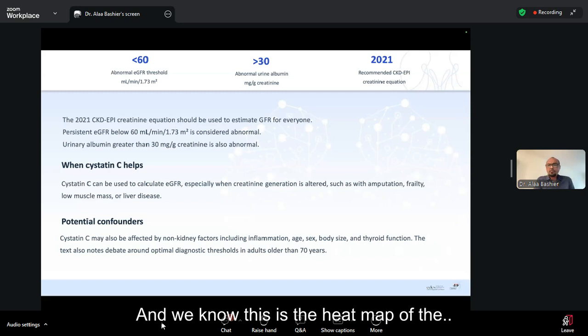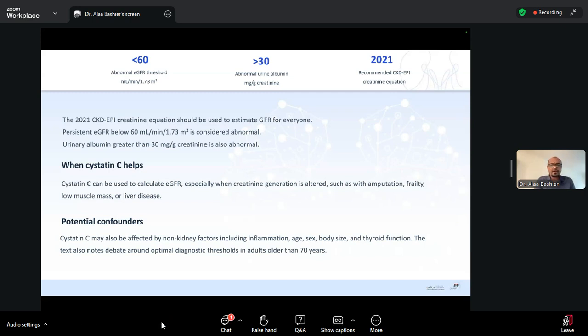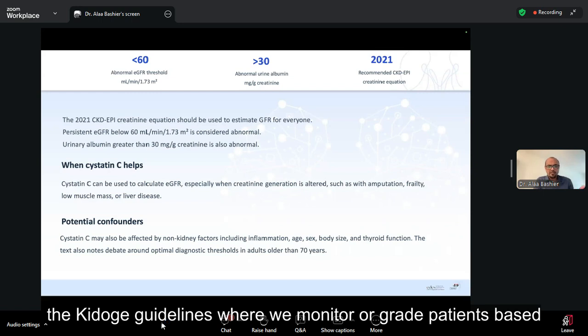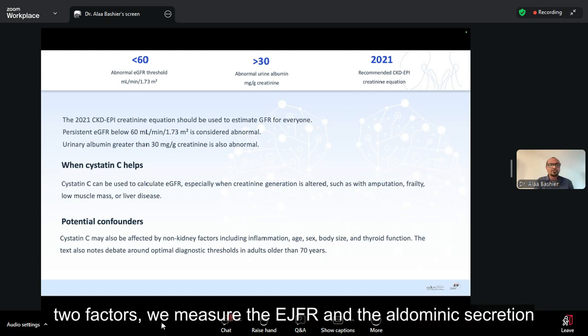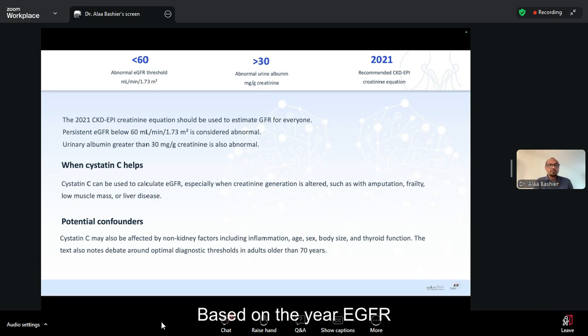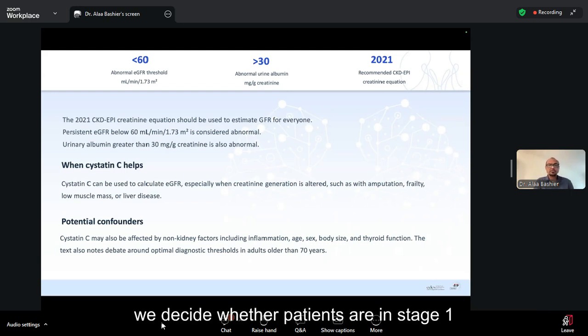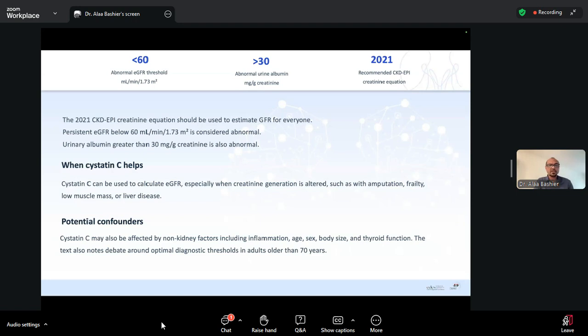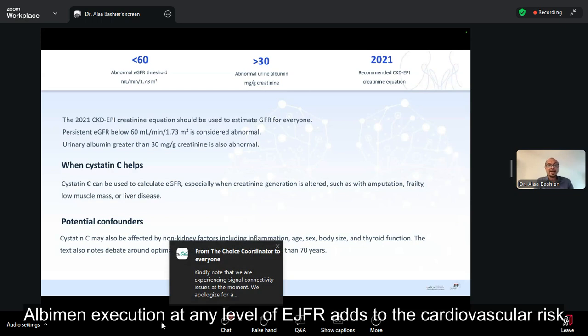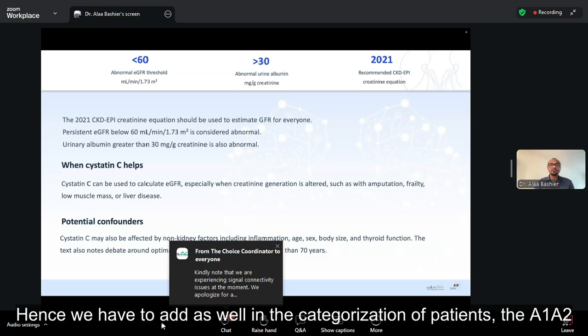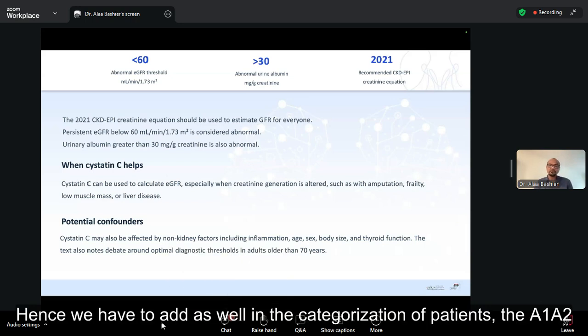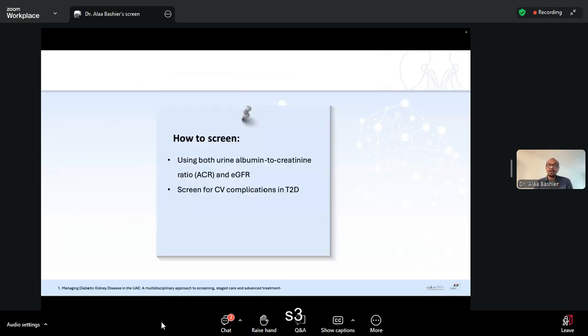And this is the heat map of the KDOQI guidelines, where we monitor or grade patients based on 2 factors. We measure the EGFR and the albumin excretion. Based on the EGFR, we decide whether patients are in stage 1, stage 2, stage 3, and stage 4 and 5. And because albumin excretion at any level of EGFR adds to the cardiovascular risk, we also add to the categorization of patients the A1, A2, and A3.